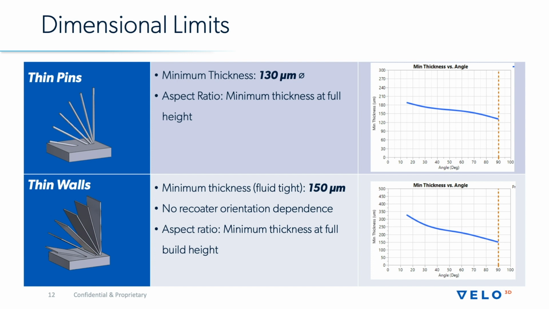The other mention for the walls is there's no directional dependence for the walls relative to the recoater. This goes back to the proprietary recoat mechanism I mentioned before. There's no interference between these thin features and the recoater itself. So it's not shoving it out of the way. It doesn't matter how you've oriented the wall relative to the direction of travel of the recoater.